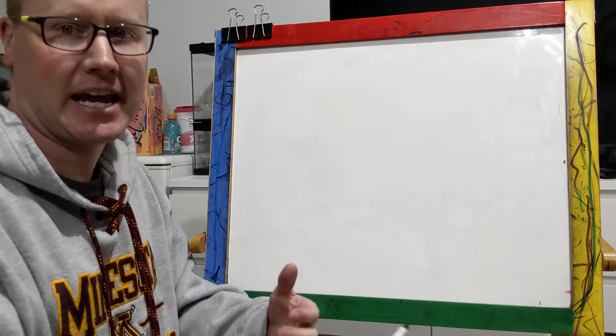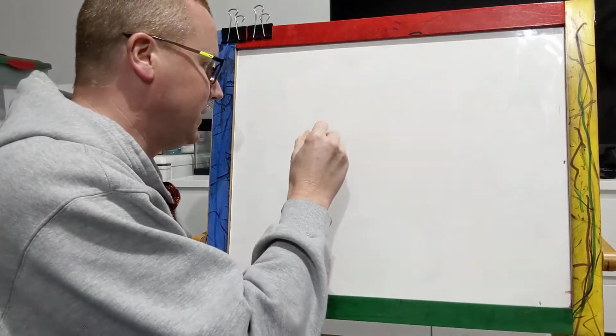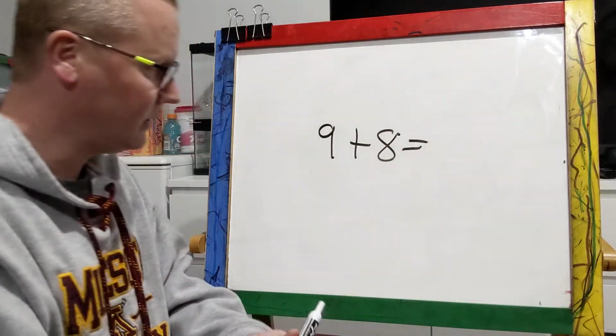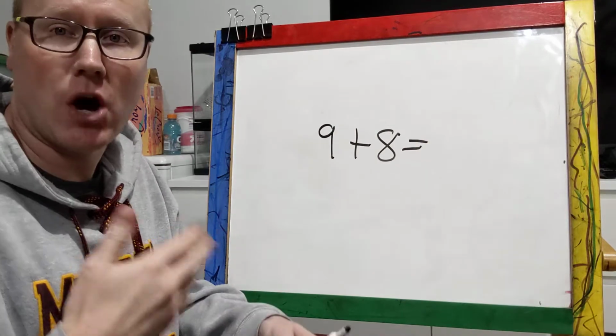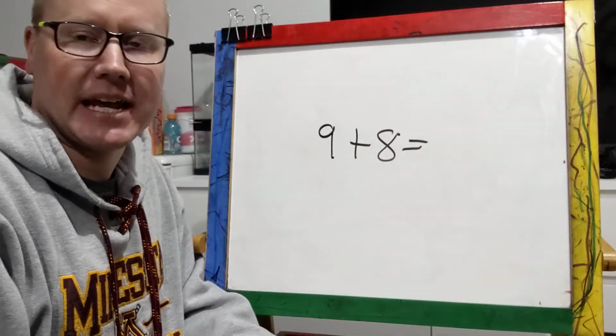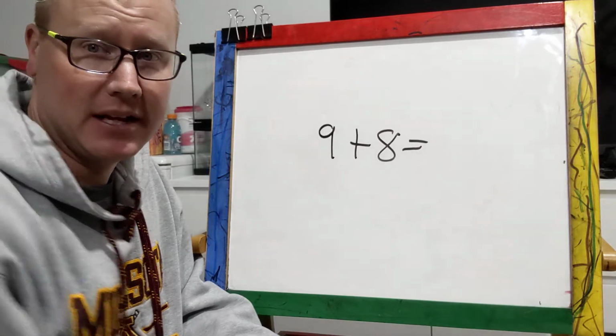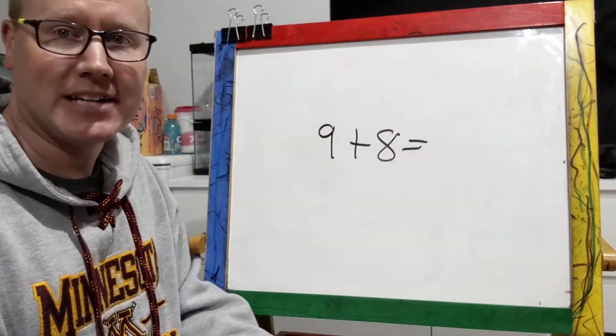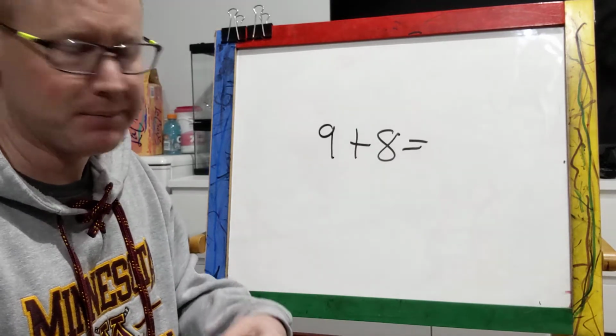It's called give and take. So if I go back to my problem, 9 plus 8, a lot of you guys just know it by math fact now. You just know that 9 plus 8 is 17. You don't have to think about it. Some of you guys, and believe it or not, Mr. B still does this one, it's called give and take.